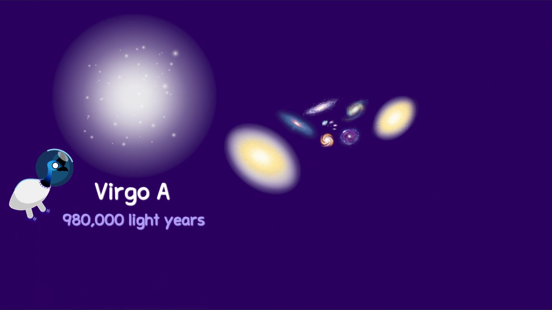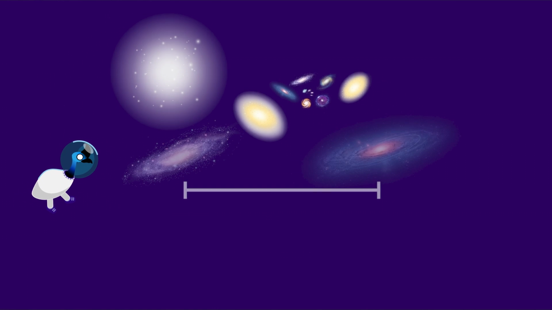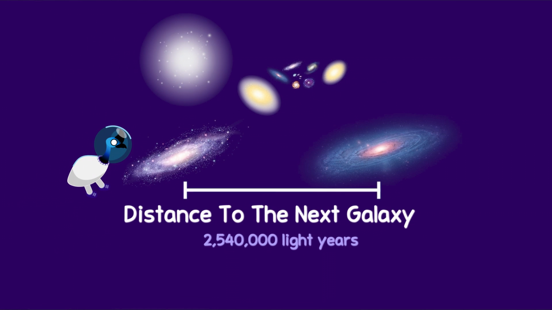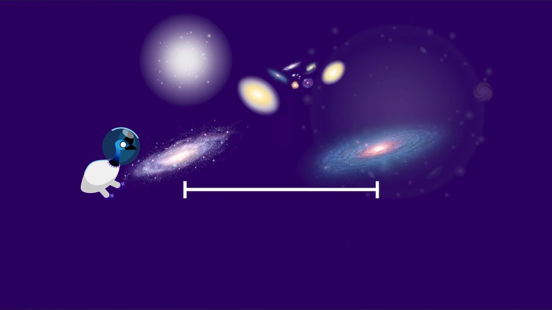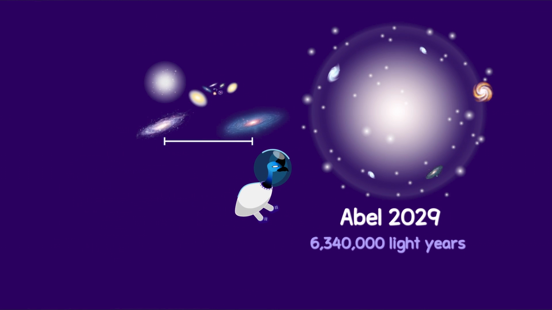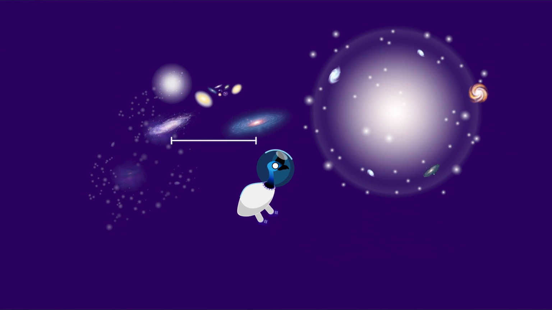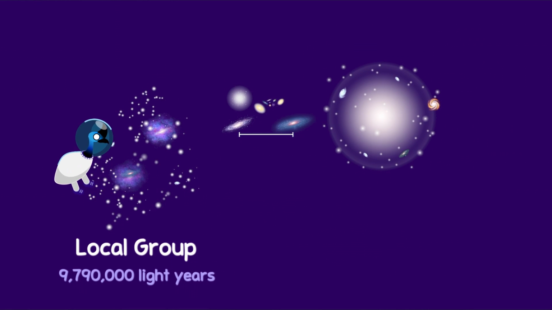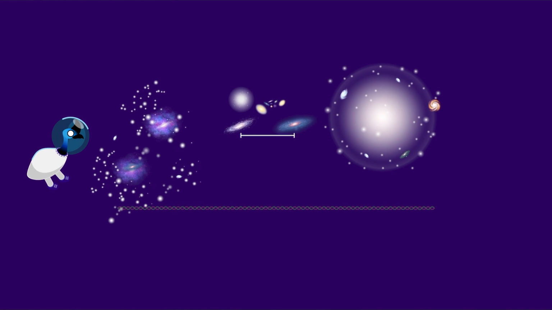Virgo A, 980,000 light-years, a radio galaxy at the center of the Virgo cluster. Distance to the next galaxy, 2,540,000 light-years. Abell 2029, 6,340,000 light-years. Local group, 9,790,000 light-years, a cluster of galaxies near the Milky Way.